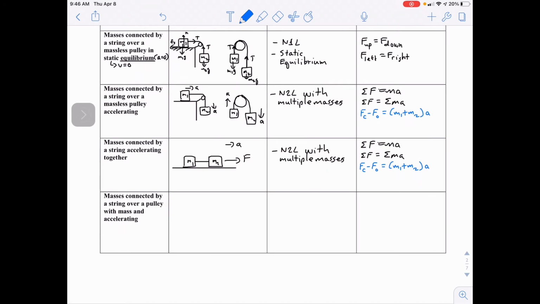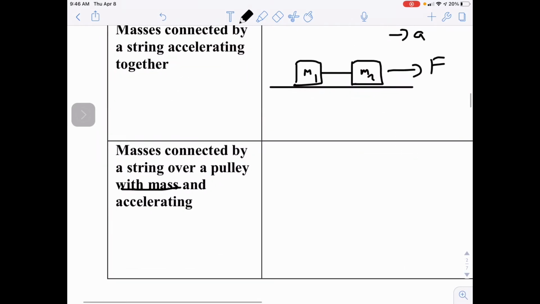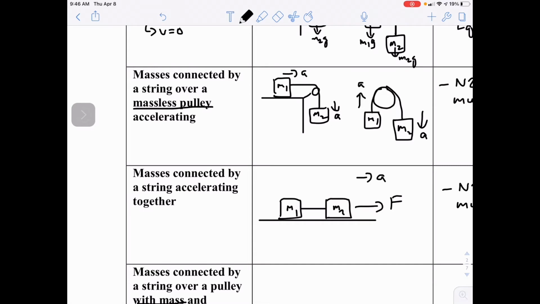Now, let's say you have a scenario where you have masses connected by a string over a pulley, but this time the pulley has mass. And if it has mass, it has rotational inertia. Okay, a massless pulley is referred to as an ideal pulley. An ideal pulley is one that has no mass and essentially no friction.